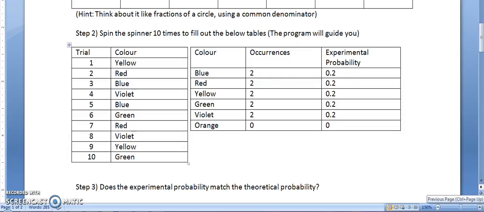That table was given to me right again in my simulator, and as was this table over here, where I just copied it down, but you can see that it does match my two tables. So yellow occurred twice, violet occurred twice, orange occurred 0 times, and that information was used to calculate the experimental probability, which you can see on the side. So blue, red, yellow, green, and violet all occurred with 20% probability, and orange occurred with 0 probability.